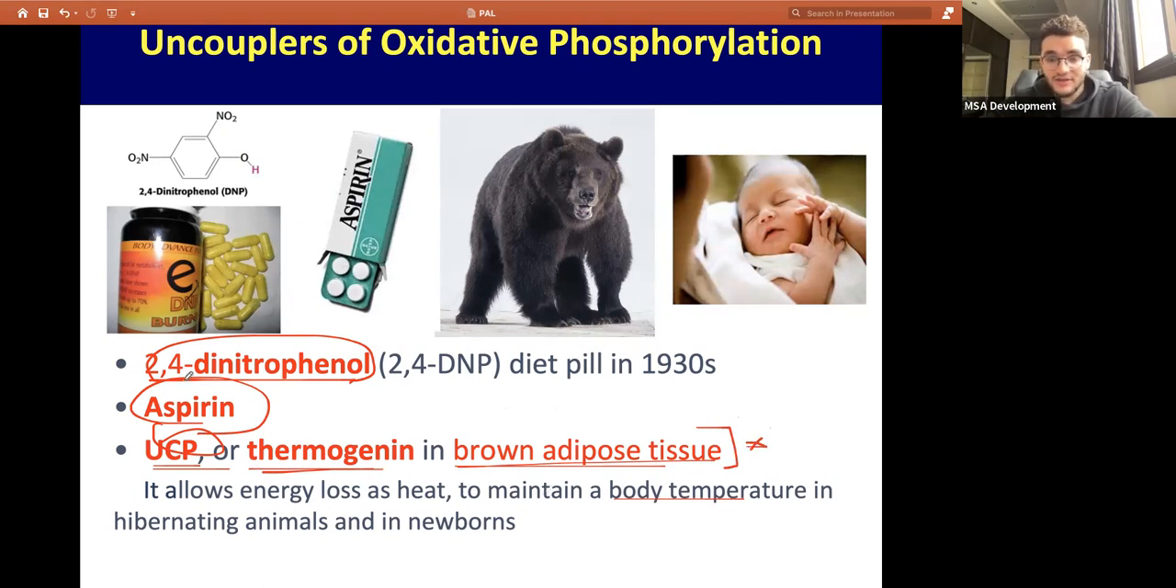All right, so does that make sense? You have to understand the difference between uncouplers and inhibitors. That's a common question that is asked. It's not asked directly, obviously, but you have to understand what each does to be able to know what the question is asking. So do you have any questions? Is that clear for uncouplers?